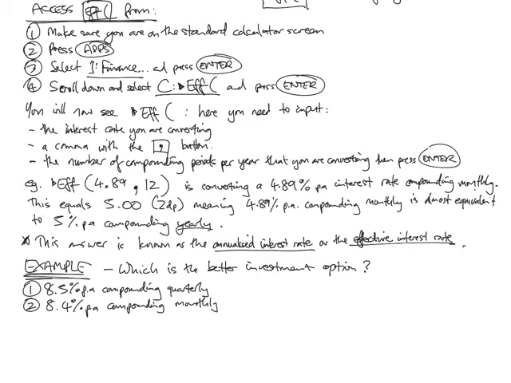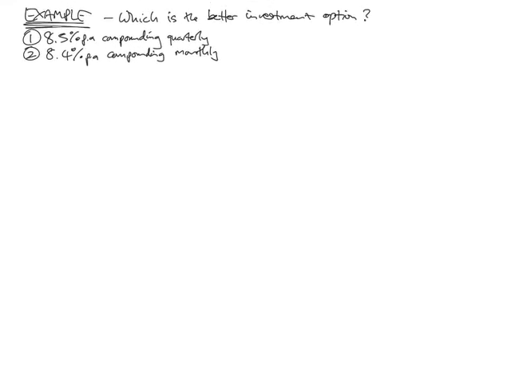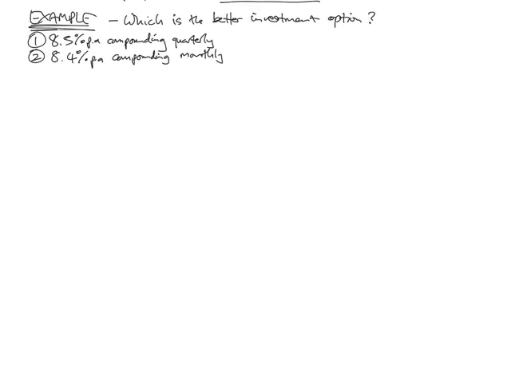Some loud birds outside. Alright, so I'm going to run an example here. If you're given a question like this, we're trying to compare two investment options. Maybe these are two banks. One is 8.5% per annum compounding quarterly. One is 8.4% per annum compounding monthly. On initial look, you might say 8.5% per annum is going to be better because it's a higher rate, but it's only compounding 4 times a year. Whereas this one is only 0.1% lower and is compounding monthly. So how do you know? How can you be sure? That's what EFF is useful for.